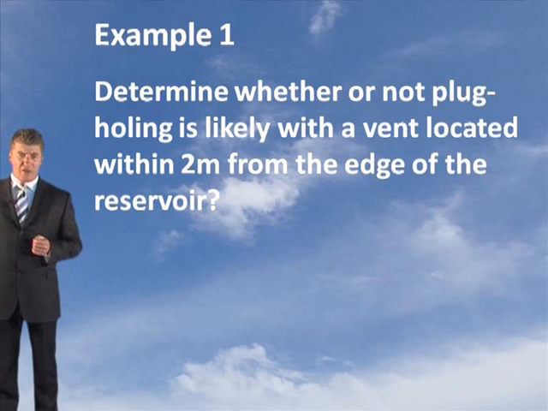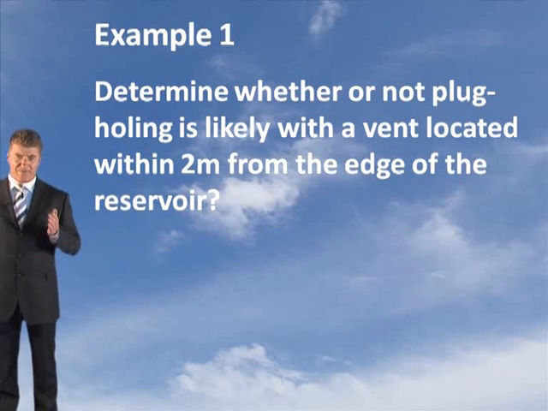Let's do an example using this plug holing method. And don't forget, this should only be applied when the ventilator is less than 2 metres from the edge of a reservoir. Determine whether or not plug holing is likely to occur with a vent located within 2 metres from the edge of a reservoir with the following parameters.